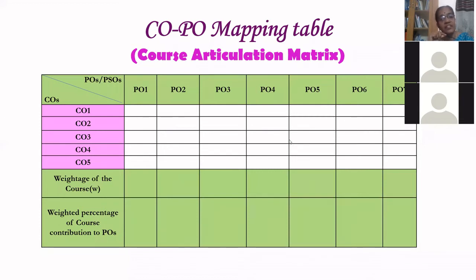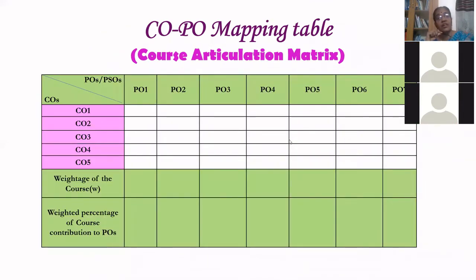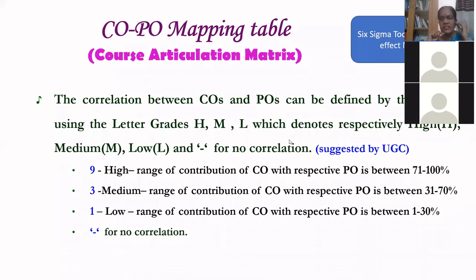You have to write the COs on the left and the POs on the top. This is the matrix which correlates your course outcomes with the program outcomes. So this matrix is filled up using the following procedure. This table is called the course articulation matrix. This CO-PO mapping table is called the course articulation matrix. The entries within this are nothing but expressing the relation between COs and POs.